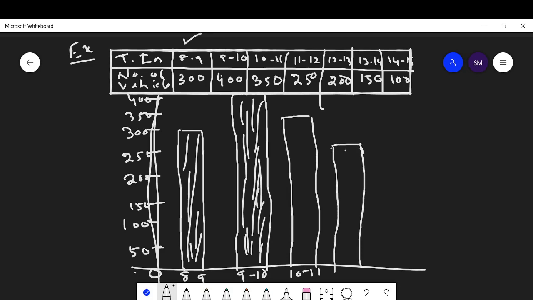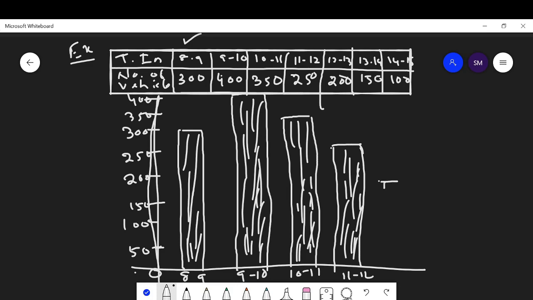In this way, students, you can draw bar graphs, and look at the three points which you should always remember while drawing the bar graph. It is very easy to draw the bar graph in this way. In this way you can draw 12 to 13, 200 vehicles. Then you draw like this. During 12 to 13 this is 200 vehicles, then 150 during 13 to 14 and 100 vehicles during 14 to 15.